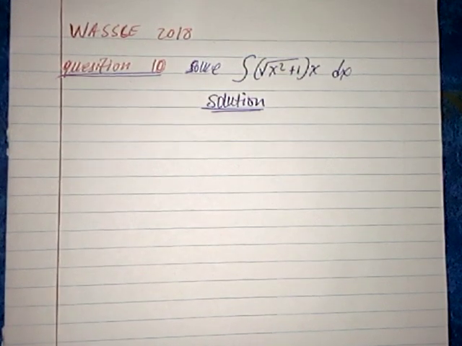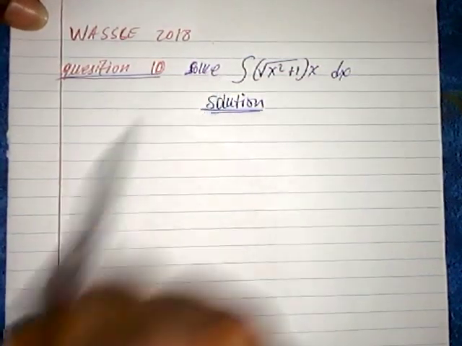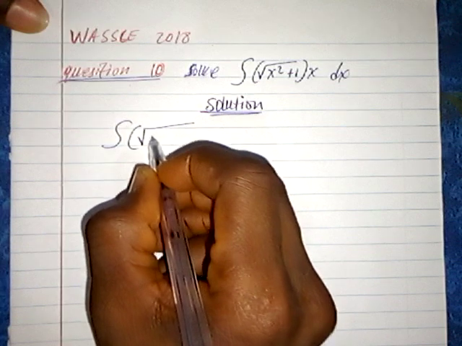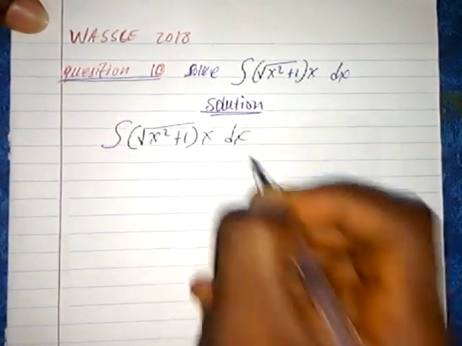Question 10, 2018. Now this is integration in calculus. Let's solve this simple question. It says the integral of the root of x squared plus 1 into x dx.